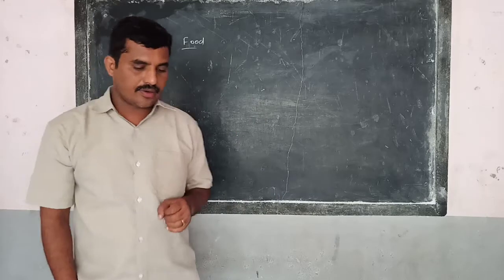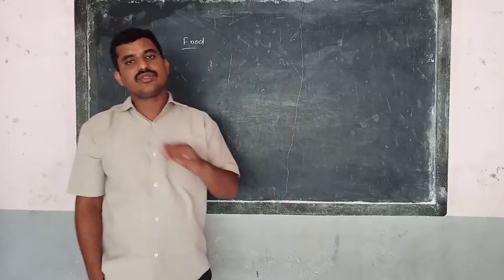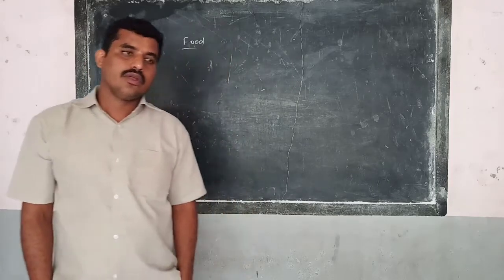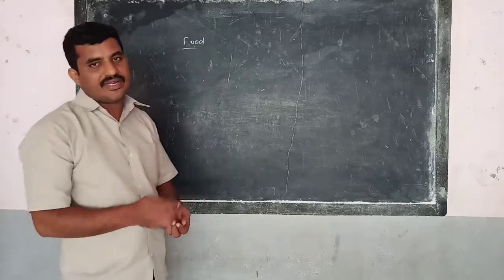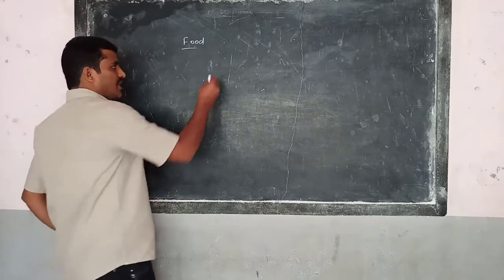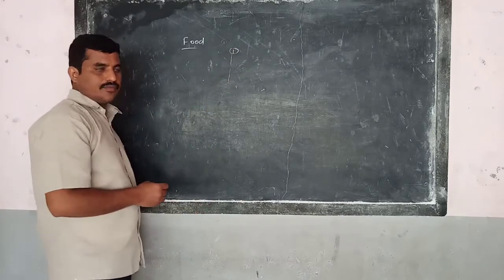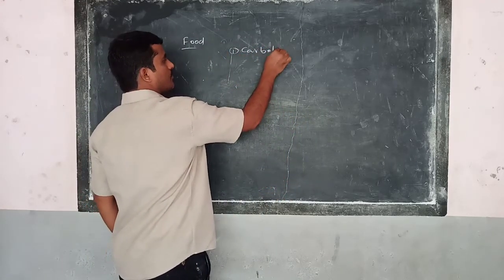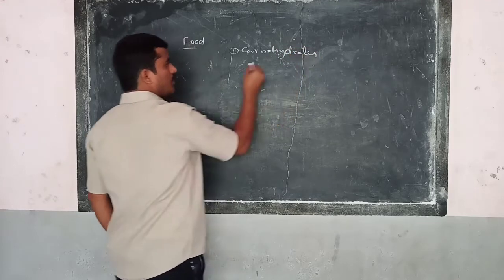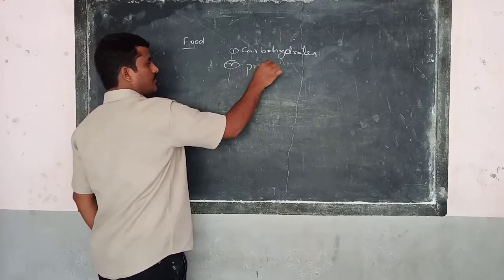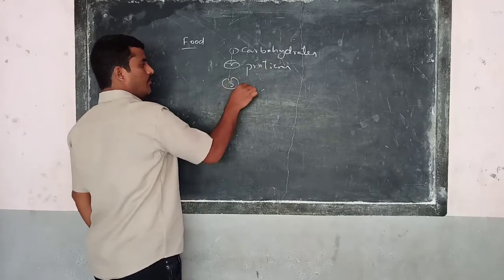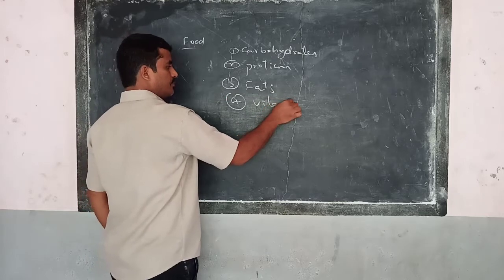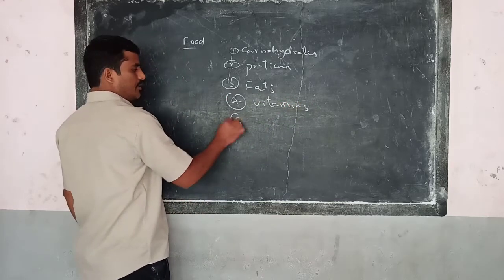There is a table given. I asked you to find out what components are present in the food items. Most probably any food item that we take will consist of the following things which we already discussed: carbohydrates, proteins, fats, vitamins and minerals.